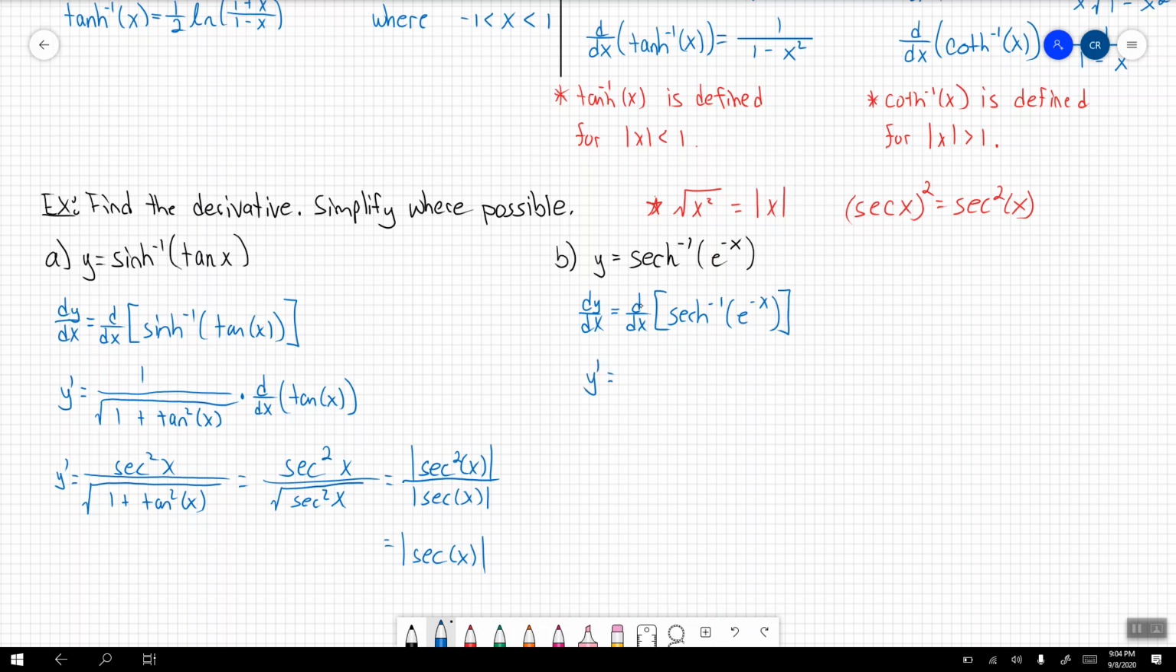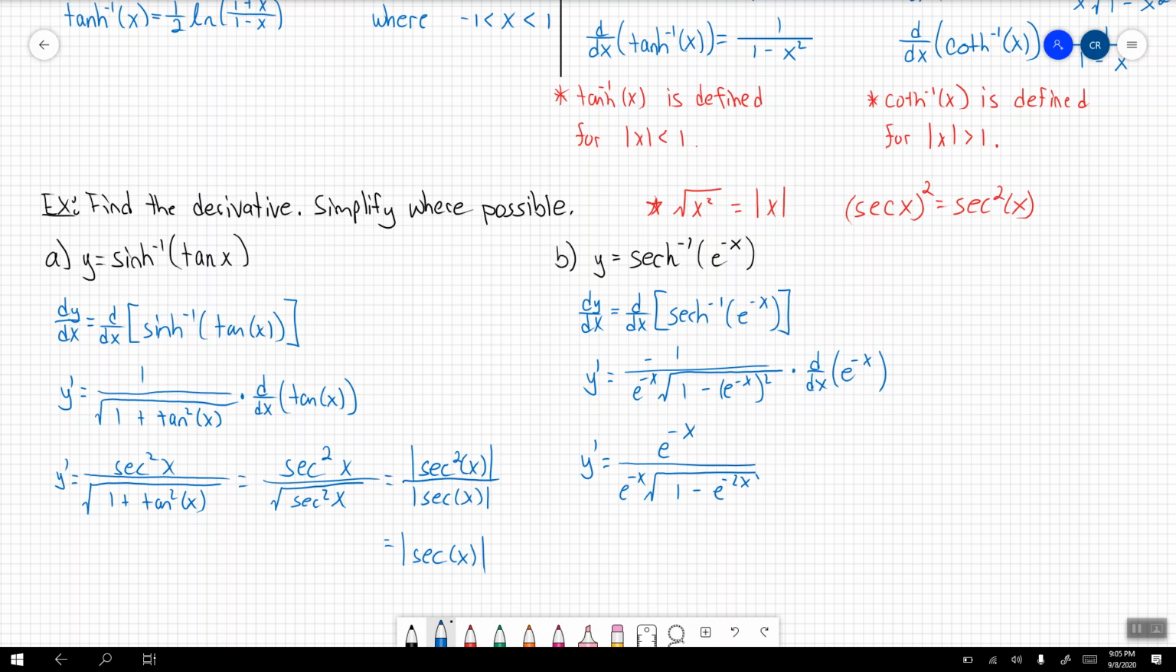Okay, so y prime in this case will be the derivative of inverse hyperbolic secant, which is negative 1 divided by the argument of inverse hyperbolic secant, which is e to the negative x. So this is e to the negative x multiplied by the square root of 1 minus its argument squared, which will be e to the power of negative x squared. This will then be multiplied by the derivative of the inside function, which is negative x, e to the negative x. Taking this derivative will be negative e to the negative x. So negative times a negative will be a positive, and we're going to be left with e to the negative x, all divided by e to the negative x multiplied by the square root of 1 minus e to the negative 2x.